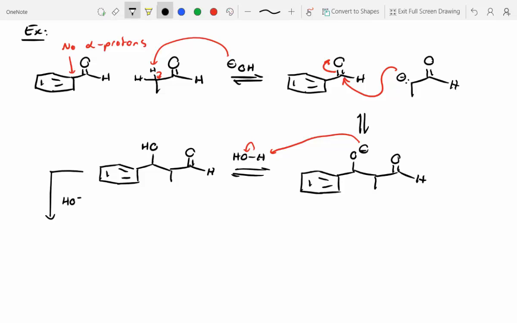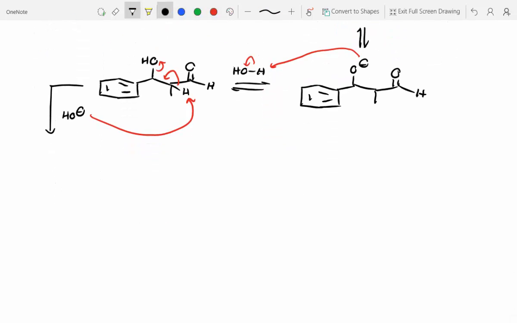So we've got more hydroxide floating around. We've got additional alpha protons. We said that we can pluck off this alpha proton, clamp down, kick off this hydroxide. Let me actually do it this way. There we go. Let's take a look at our product.